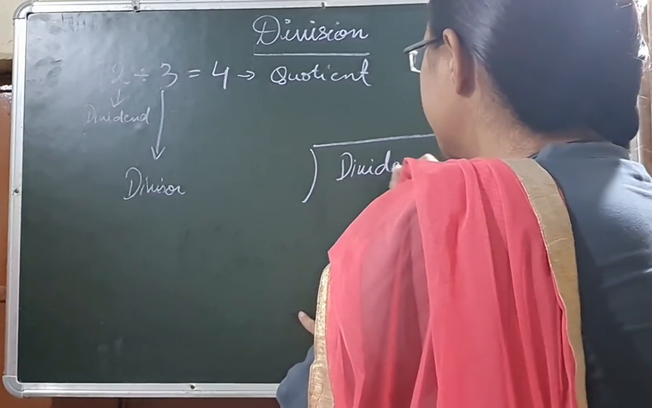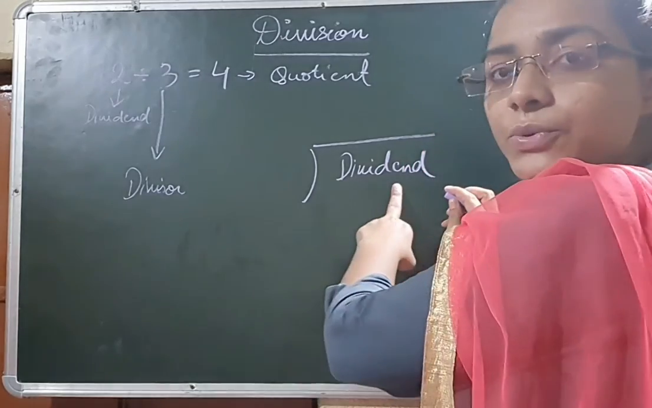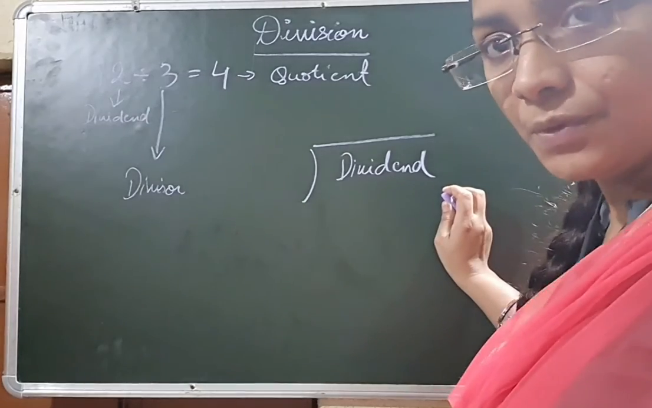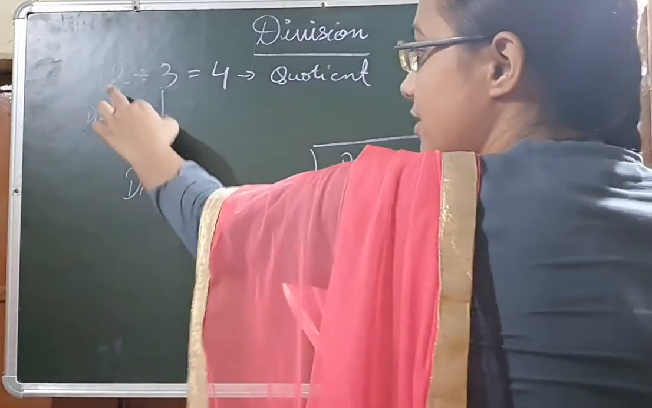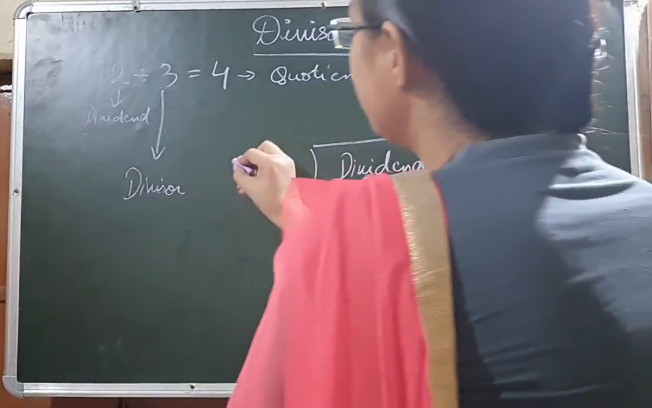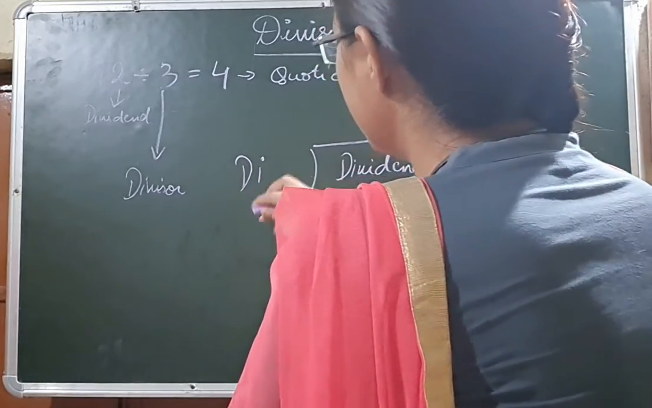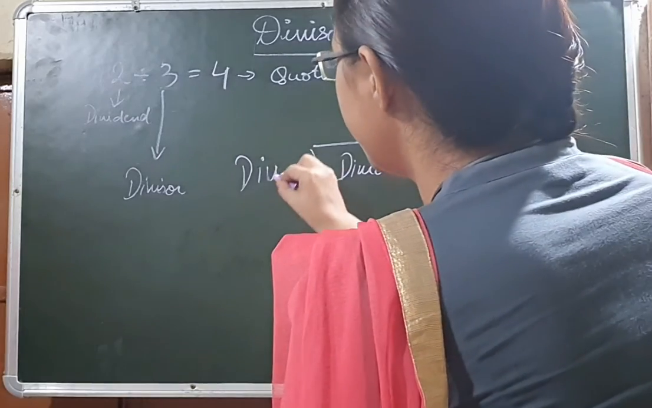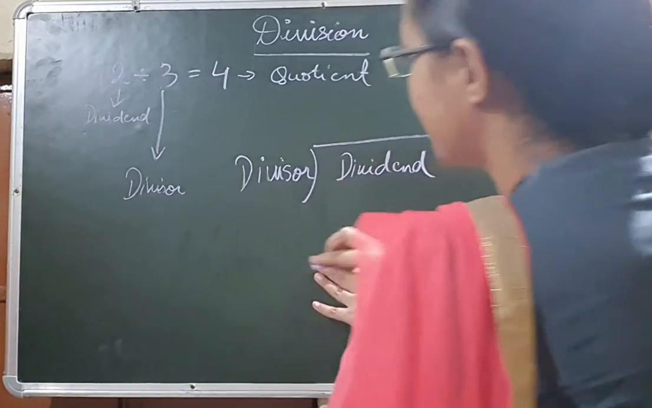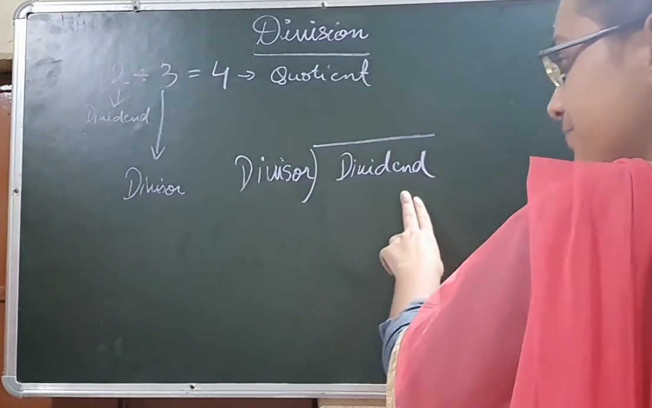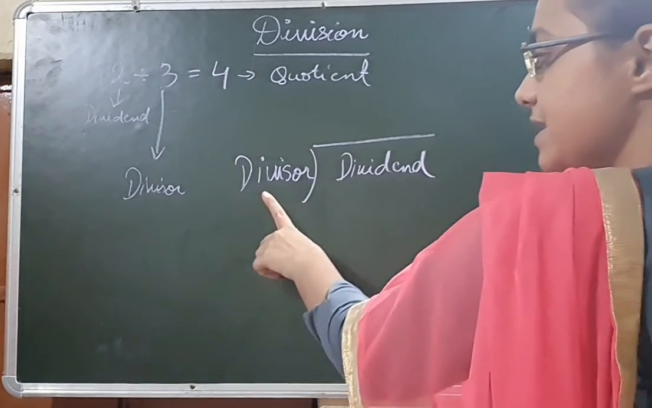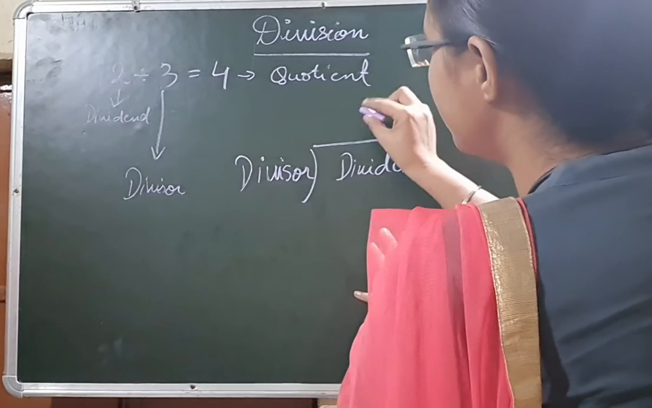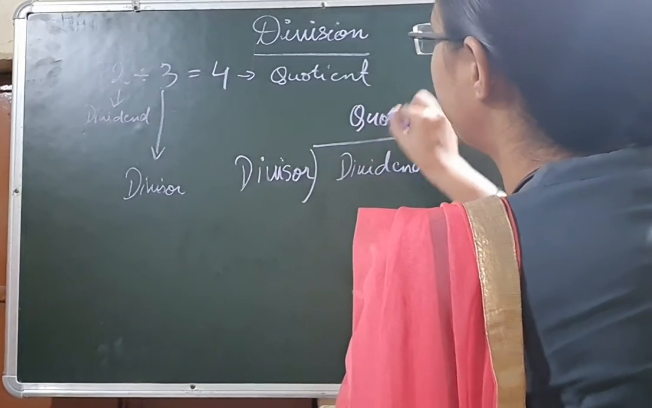Okay, dividend here. Dividend means the number which you are going to divide. That is your 12 here. And outside you will write the divisor. And the number which we get when the dividend is divided by the divisor, the answer, that is your quotient, that we will write on the top.